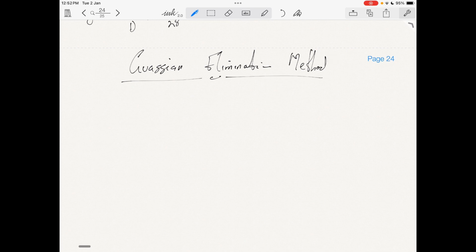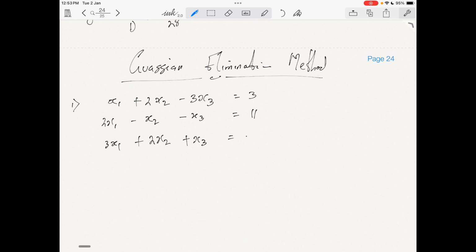So let's say we are given the first question: x1 plus 2x2 minus 3x3 is equal to 3, 2x1 minus x2 minus x3 is equal to 11, and 3x1 plus 2x2 plus x3 is equal to minus 5. Of course, we can solve this using the determinant method.